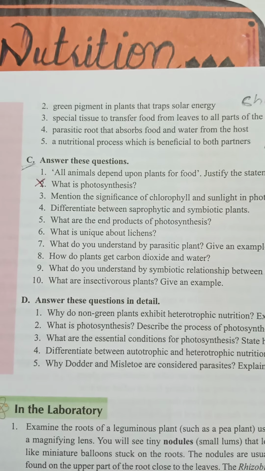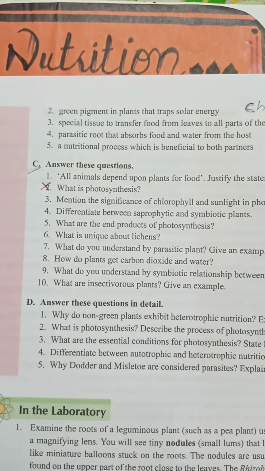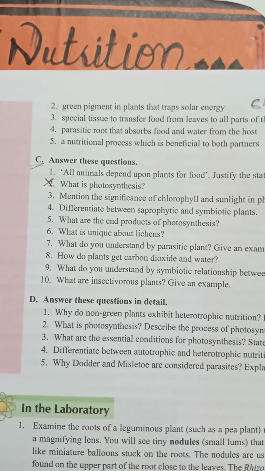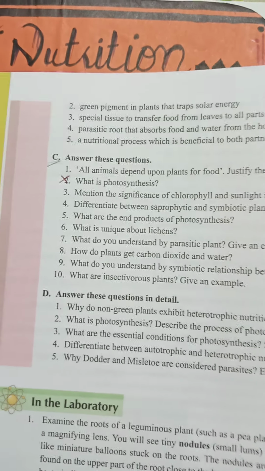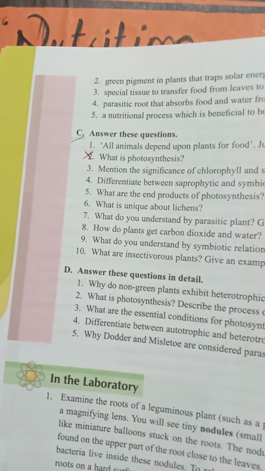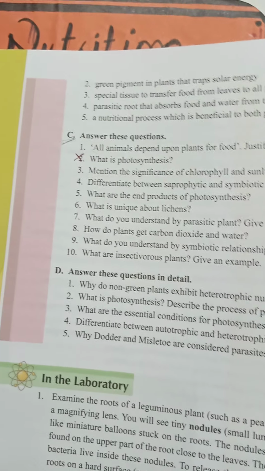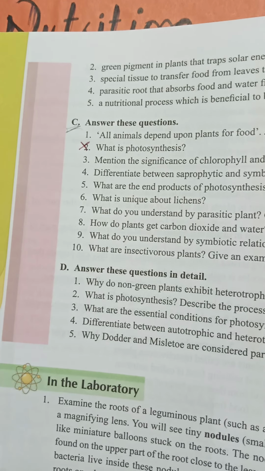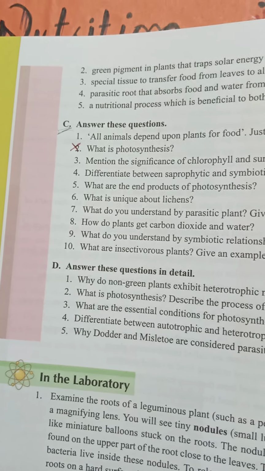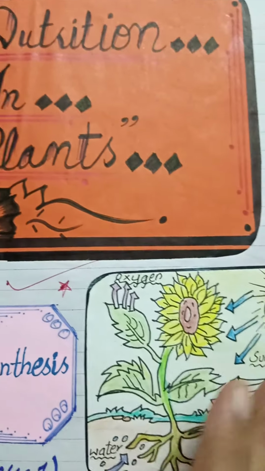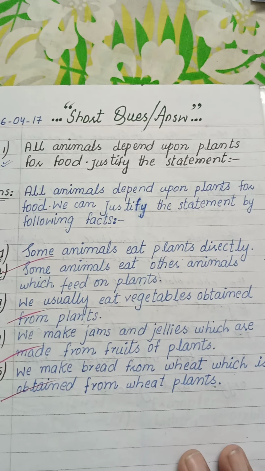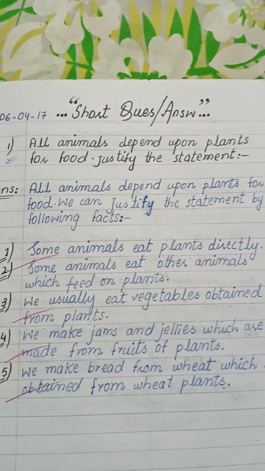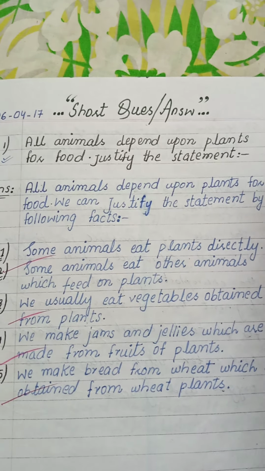One more important thing is that for writing the question you will use the black pointer, and for writing the answer you will use blue fountain pen, and for headings you will use blue or black cut marker. Okay students, give the heading of short question answer like this, and write the question number 1 from the book.